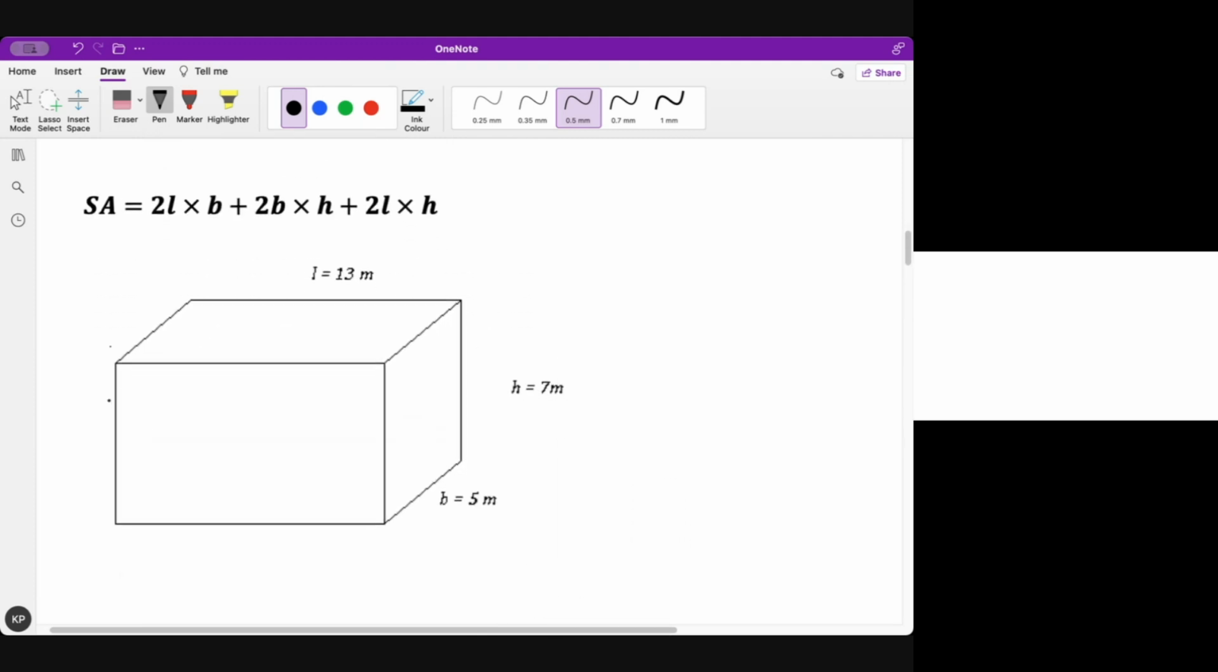Emphasis on closed, because it is not always closed. Do you guys agree? That is not always the case. But this is the formula for one that's closed. Now let's see what's going on here. It says 2 times length times breadth. What does that remind you of? What area does that remind you of? Besides the 2, let's just talk about the length times breadth.